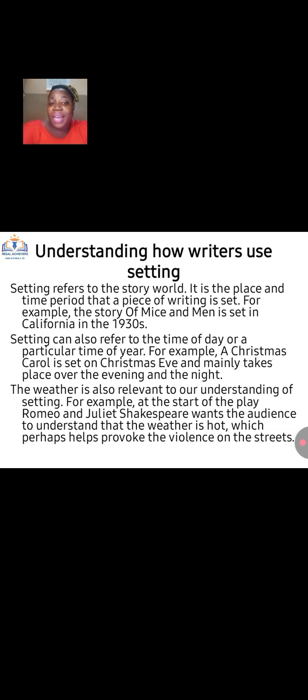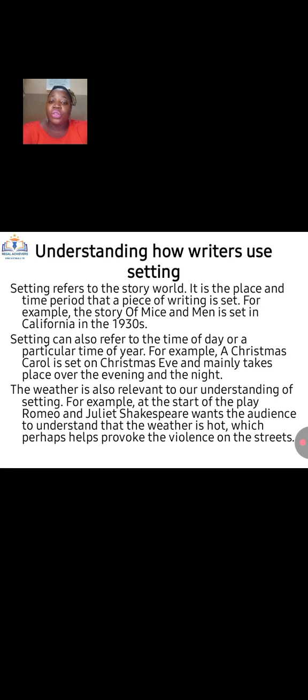How do you understand how writers use setting? Setting refers to the story world. It is the place and time period that a piece of writing is set. For example, the story of Of Mice and Men is set in California in the 1930s. Setting can also refer to the time of day or a particular time of year. For example, A Christmas Carol is set on Christmas Eve and mainly takes place over the evening and the night.